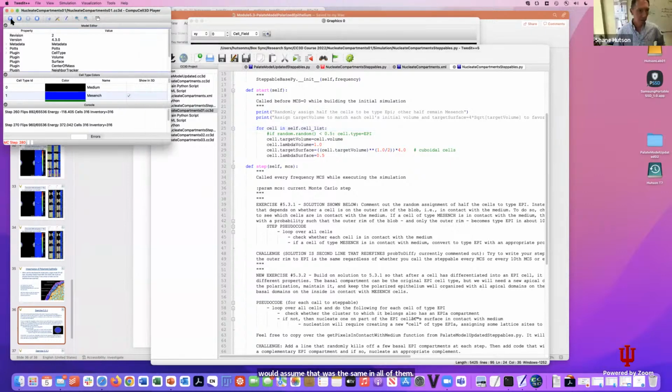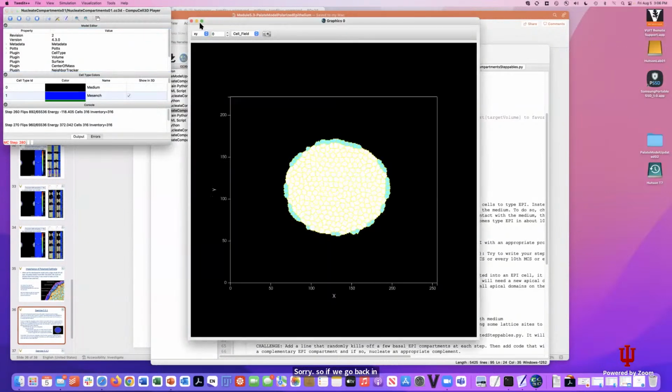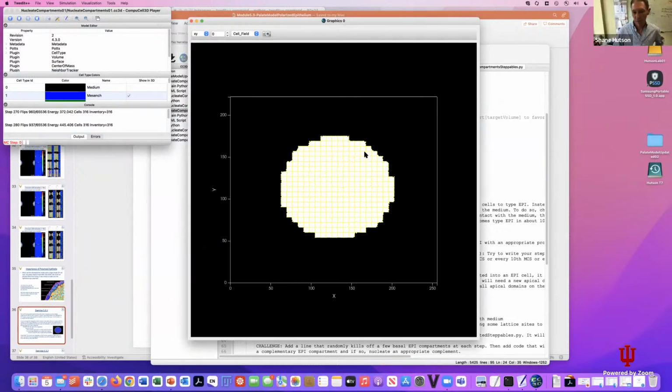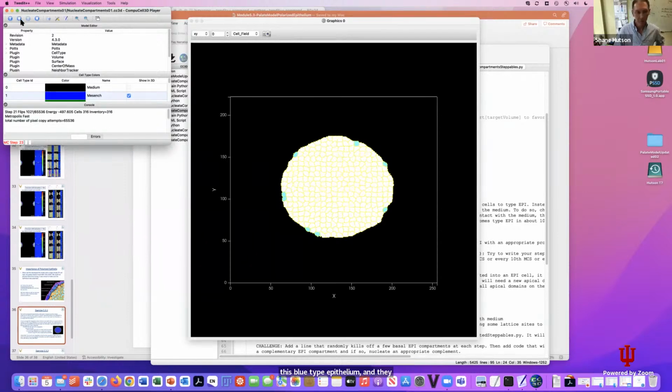All right. So if we go back, here's the run. In the first step, we've got all mesenchymal cells. They're in the sort of white there with yellow borders. If I take a few steps through, it one by one differentiates cells on the border into this blue type, epithelium. And they stick around once they differentiate.